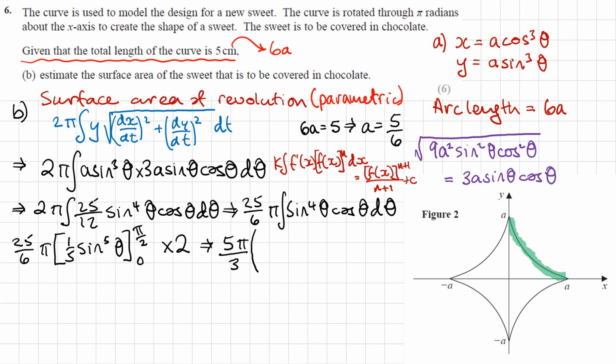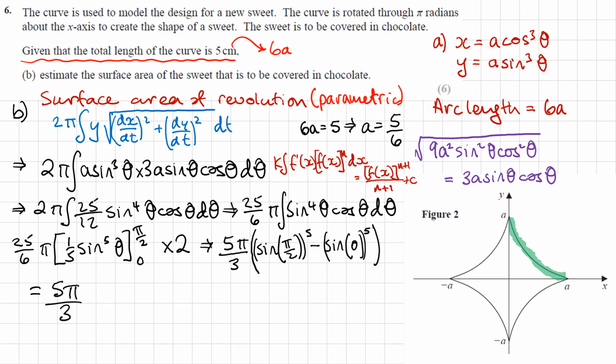So we'll put in the limit of pi over 2, so that'll be a sine of pi over 2, and that's going to be to the power 5, minus sine 0, again to the power 5. That doesn't make a difference because it can be 0 anyway. Let's see what that gives us. So this part's going to work out to be 1 minus 0, so it's just 1, so we're just left with 5 pi over 3.